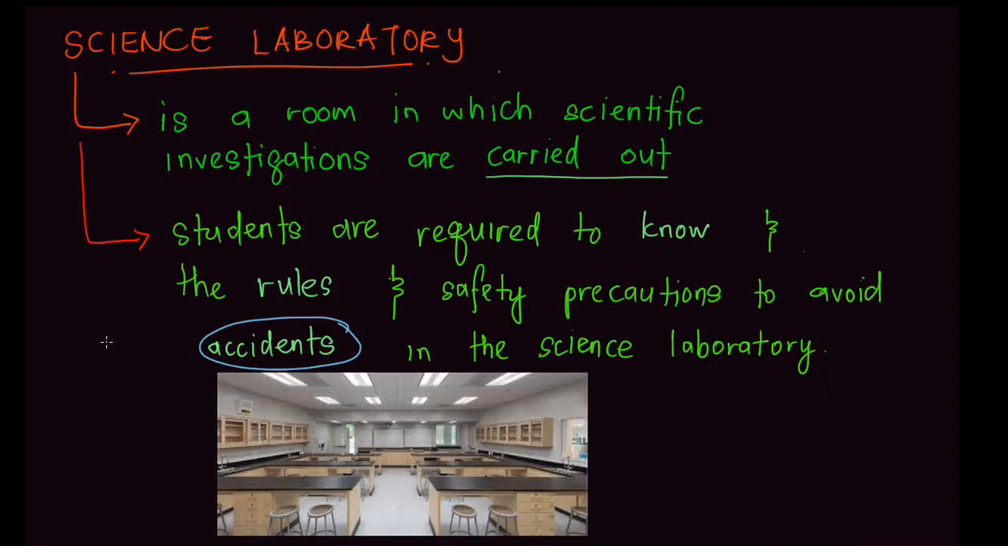Hi everyone. Today we're going to look at the science laboratory and its safety rules and precautions. So a science laboratory is a room in which scientific investigations are carried out. Students are required to know and follow the rules and safety precautions to avoid accidents in the science laboratory. The picture below shows you an example of a science laboratory.